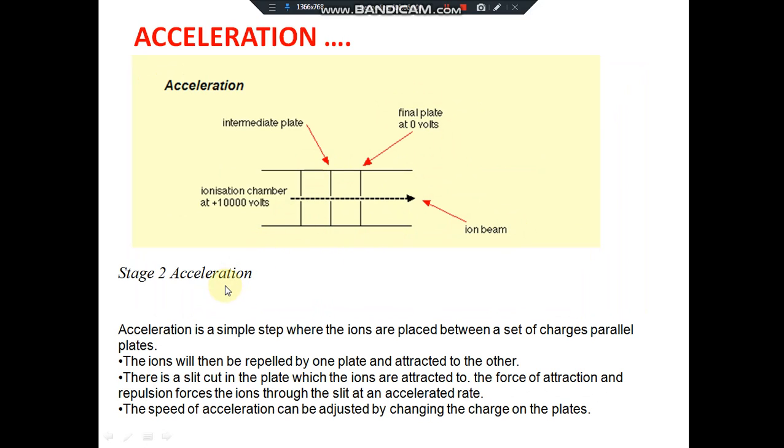Acceleration is the second stage. Acceleration is a simple step where the ions are placed between a set of parallel plates that are charged. The ions are repelled by one plate and attracted by the other plate. There is a slit cut in the plate to which ions are attracted. The force of attraction and repulsion forces the ions through the slit at an accelerated rate. The speed of acceleration can be adjusted by changing the charge on the plates. So now the positive ions are accelerated.